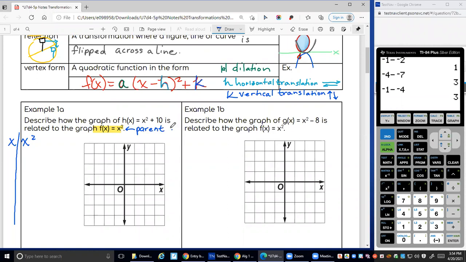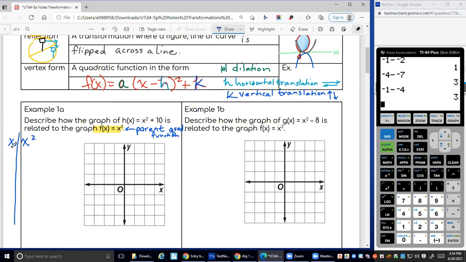Parent quadratic, okay? This is the parent quadratic. So what they're going to say on your test is, describe how the graph of this is related to your parent quadratic, to the parent function, okay? So it could say the parent quadratic, it could say the parent function. So make sure you know that because they won't give it to you.